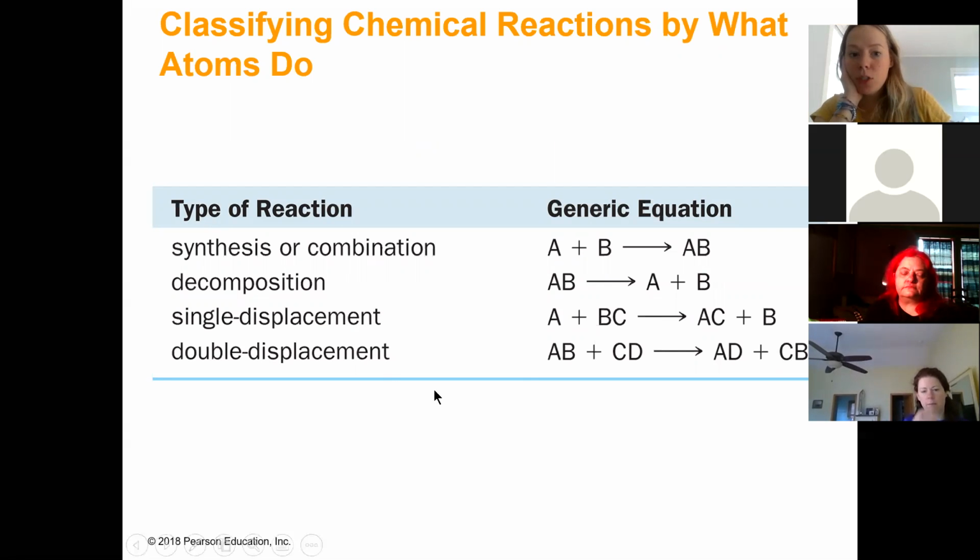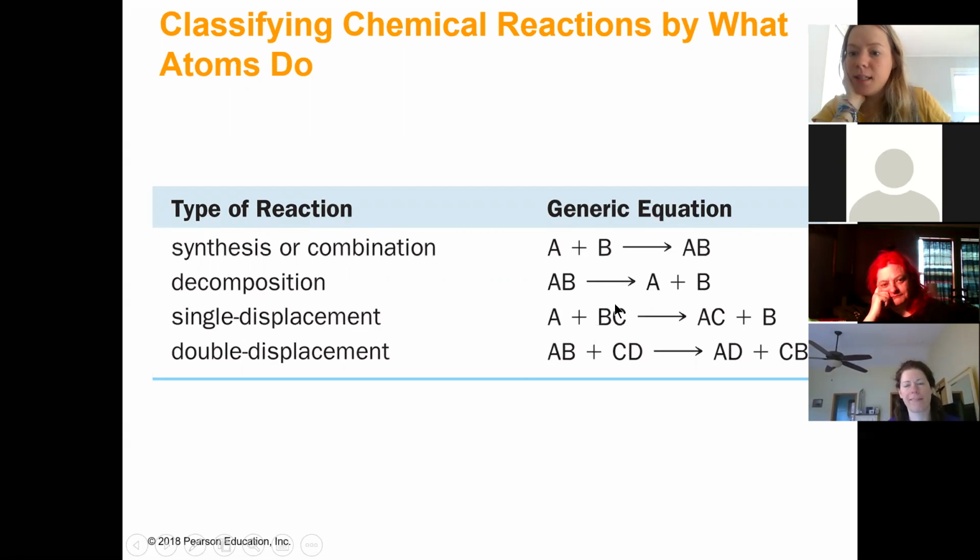So what are the atoms doing? You can think of this as sort of like a dating situation. So a synthesis or a combination reaction is when two people get together. So we've got A and B and they come together to form AB. A decomposition is like a breakup. So we have a compound AB and it, for whatever reason, breaks apart into A and B. These are generic elements. A single displacement is kind of like a home wrecker situation.